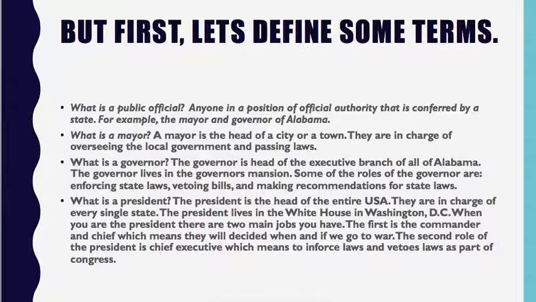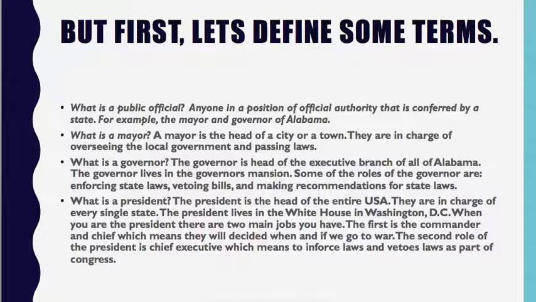So what is a governor? Building a little bit bigger. Our governor is head of the executive branch of all of Alabama. The governor lives in the governor's mansion, and some of the roles of the governor are enforcing state laws, vetoing bills, and making recommendations for state laws. Our governor lives in the capital normally, which in our case is Montgomery, and they are in charge of the entire state of Alabama, not just our city, but the whole state.